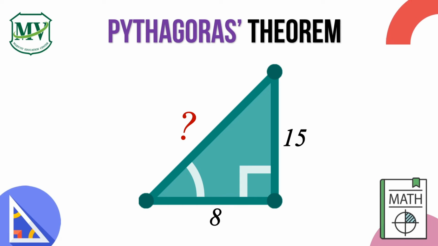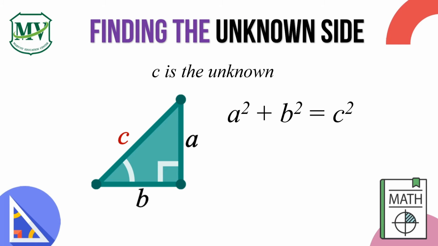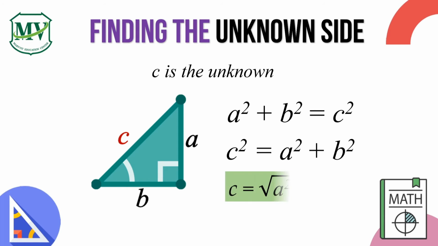So, what if one side of the triangle is missing? Yes, we can use the Pythagoras theorem to solve this problem. If C is the unknown, we can use C squared equals A squared plus B squared, and then isolate the C. C equals the square root of A squared plus B squared.